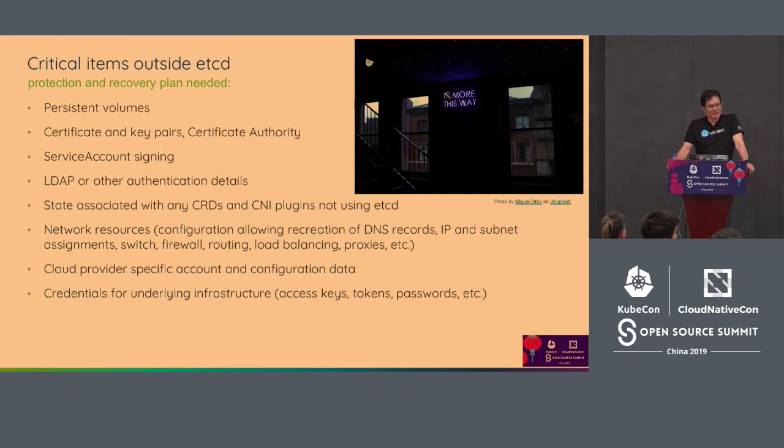If you have CRDs and CI plugins not using etcd, you need to figure out where that state lives and cover it. Often you're dependent on physical networking infrastructure, things like configuring DNS records, routing, IP assignments. And if you do a rebuild from scratch, you want to record those things so that they can be recovered. Likewise, if you're running on a public cloud or private infrastructure, there's very likely to be a bunch of account and configuration status and credentials for that.